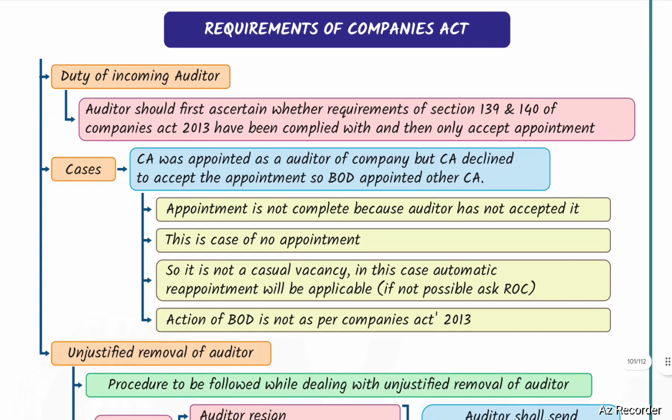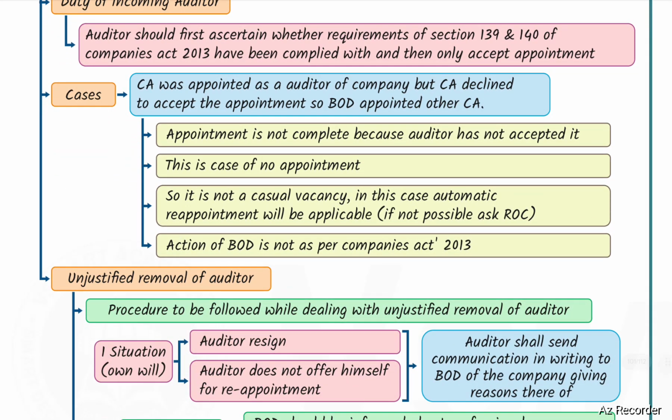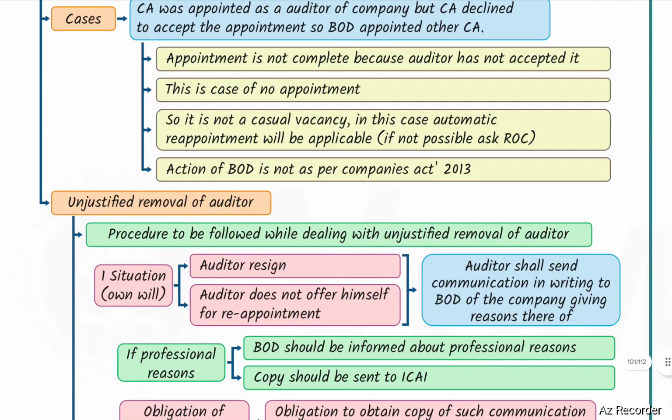Cases. CA was appointed as an auditor of a company, but CA declined to accept the appointment. So Board of Directors appointed another CA. Appointment is not completed because auditor has not accepted it. This is a case of no appointment, so it is not a casual vacancy. In this case, automatic reappointment will be applicable. If not possible, ask ROC. Action of BOD is not as per Companies Act 2013.